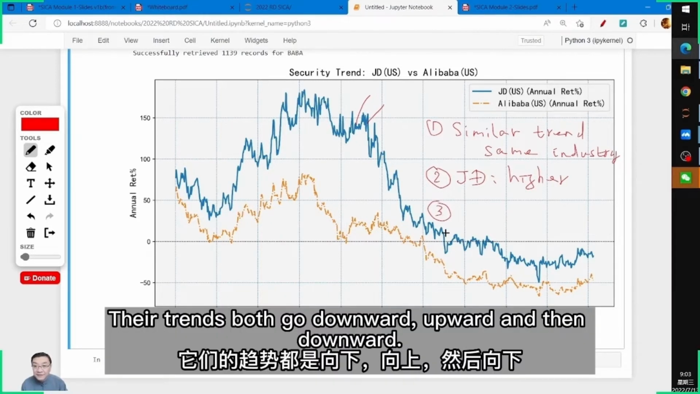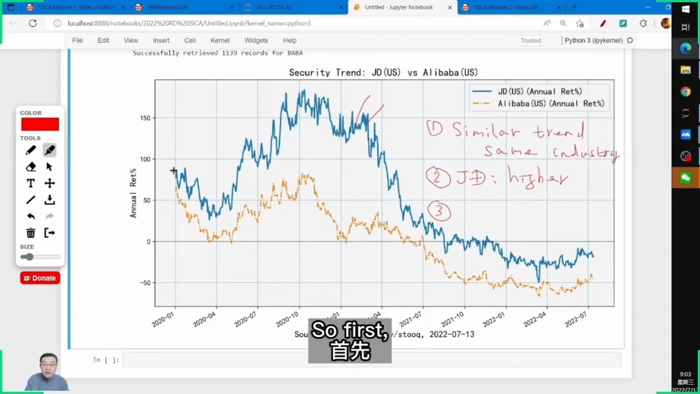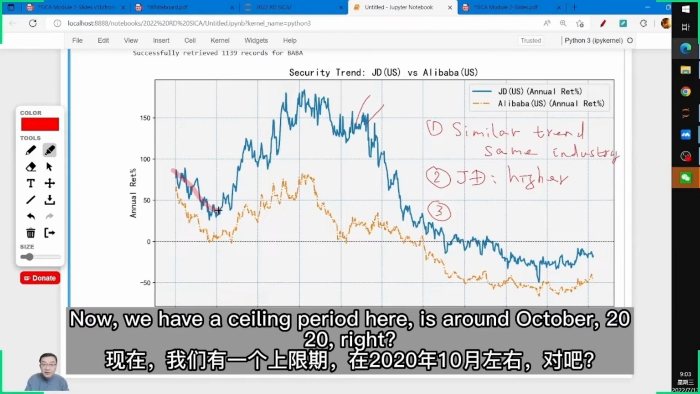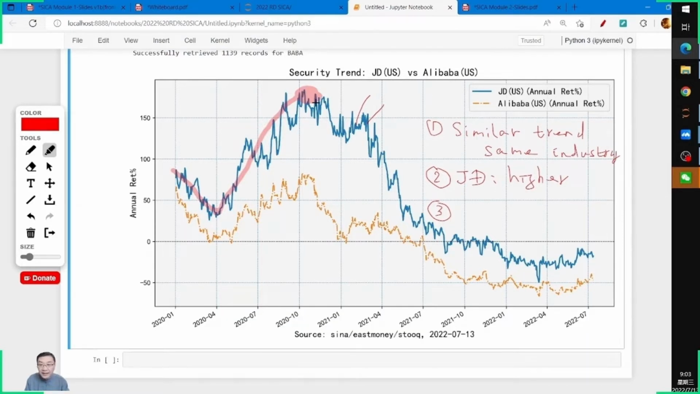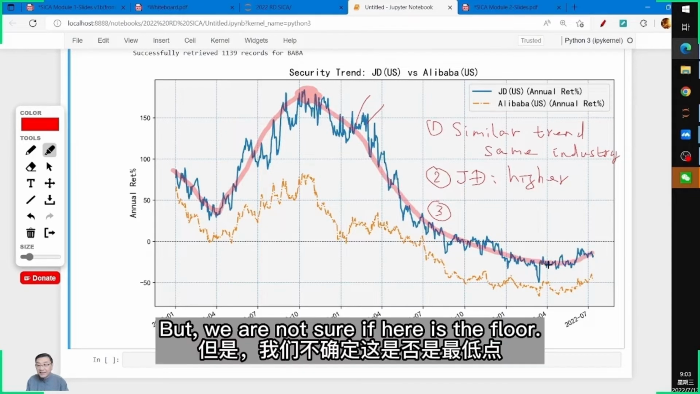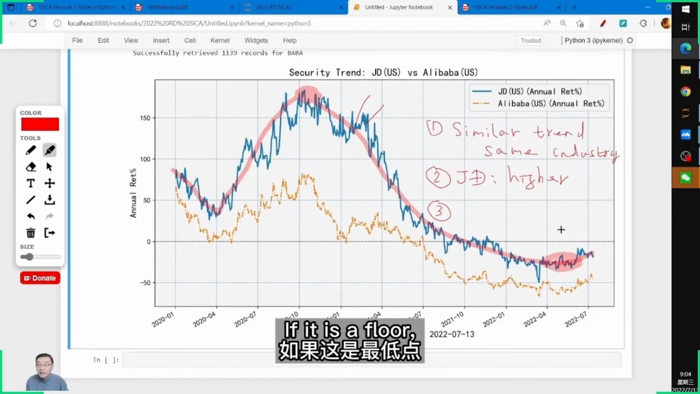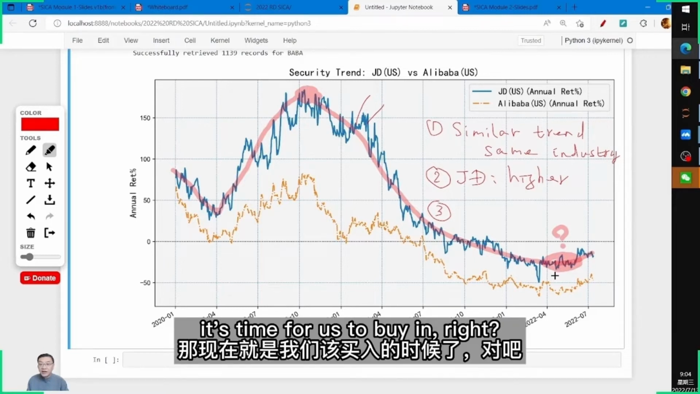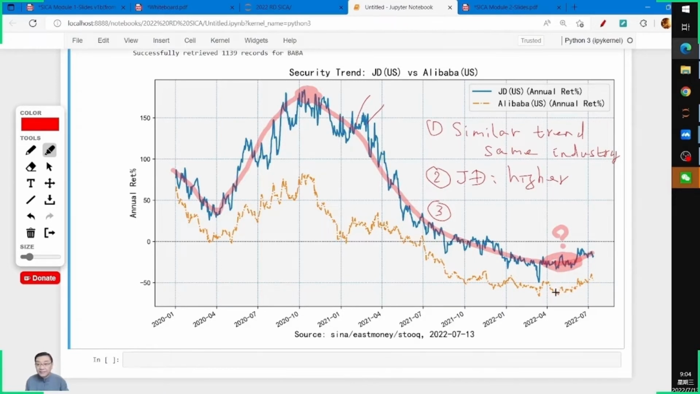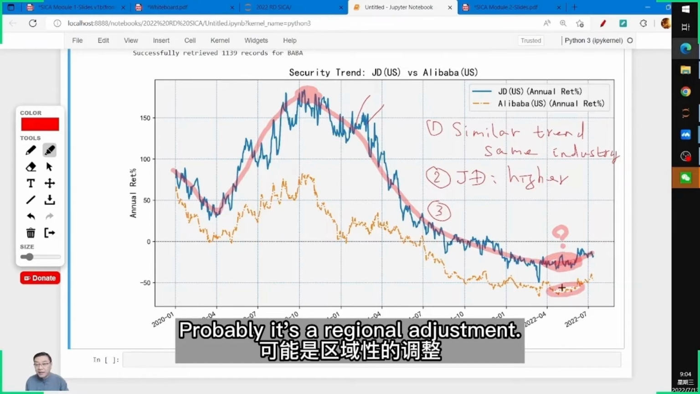The trend both go downward, upward, and then downward. Okay. The first is downward, then upward. Now we have a ceiling period here around October 2020, right? Then it goes down and down and down. But we are not sure if here is the floor. If it is a floor, it's time for us to buy in, right? But we are not sure about that. Probably it's a regional adjustment.